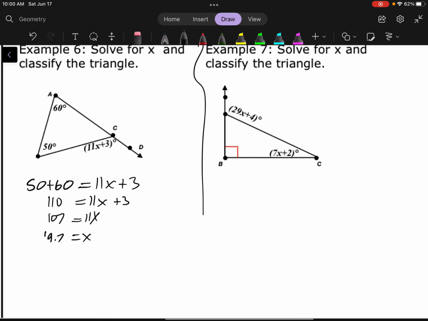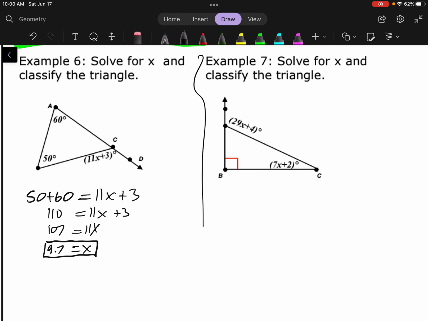Now we've got x being 9.7, rounding to the nearest tenth. And by doing the triangle sum theorem, if I do 50 plus 60, of course I get 110. 180 minus 110 is 70. So that angle's got to be 70.